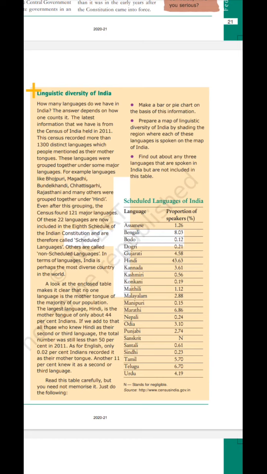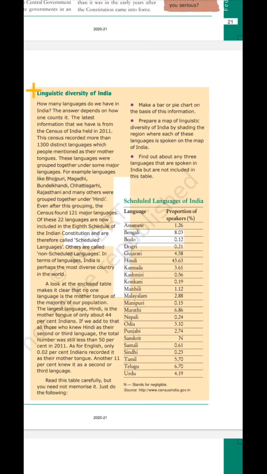As for English, only 0.02% Indians recorded it as their mother tongue. Under 11% knew it as a second or third language. Read this table carefully, but you need not memorize it. Just do the following. Make a bar or pie chart on the basis of the information. Prepare a map of linguistic diversity of India by shading the region where each of these languages is spoken on the map of India. Find out about any three languages that are spoken in India but are not included in this table.